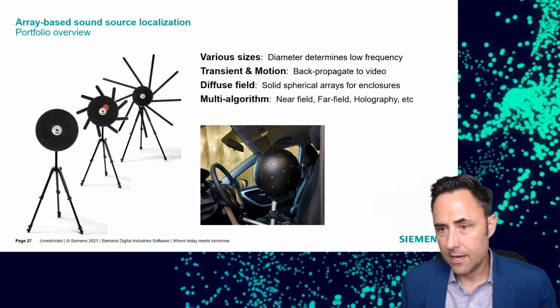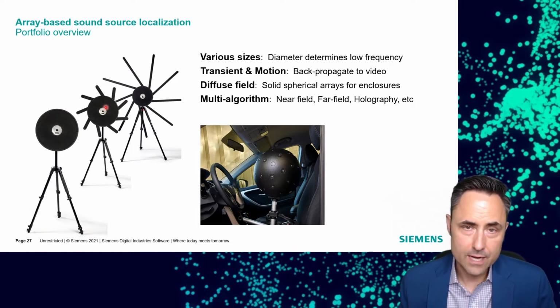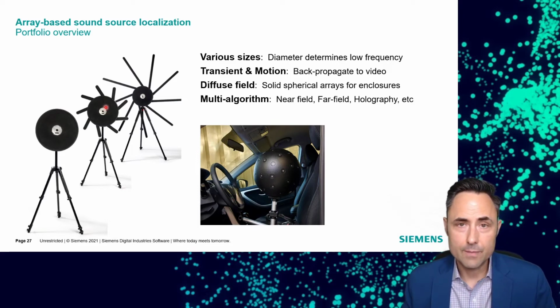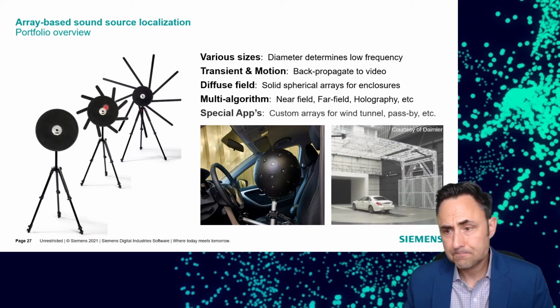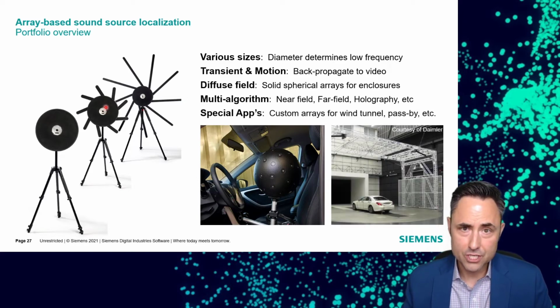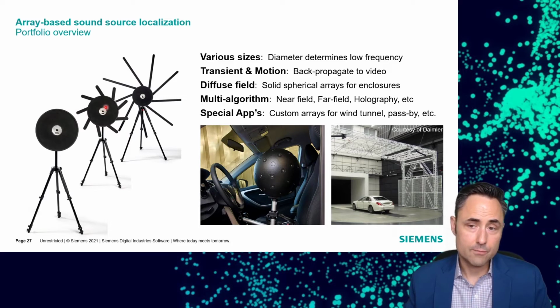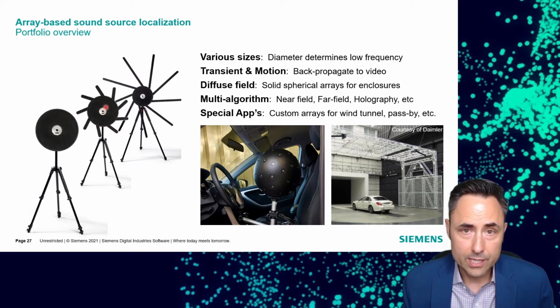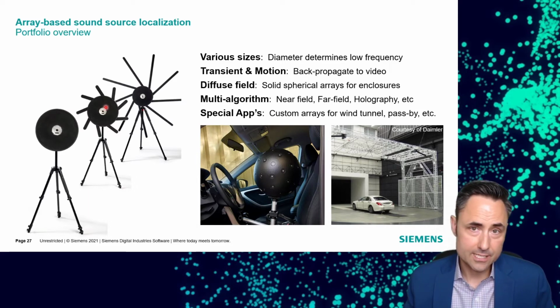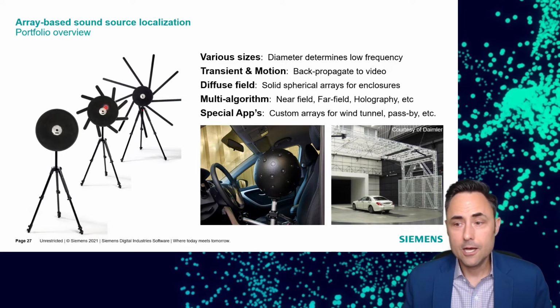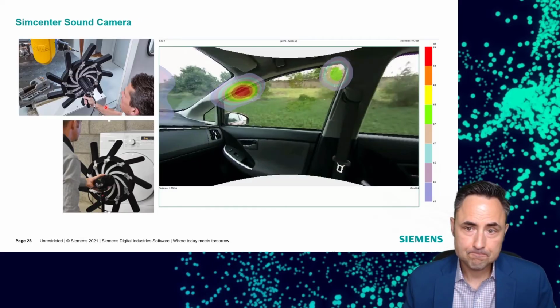Okay, and then all of these arrays can handle different algorithms, which makes them all very powerful, from beamforming to focalization to near-field acoustic holography. And then you have specialized applications. You have large exterior pass-by antennas that we can use for exterior pass-by noise for automotive, or you can see we have really big applications for wind tunnels for exterior wind noise. So specialized configurations are certainly available for an application like that.